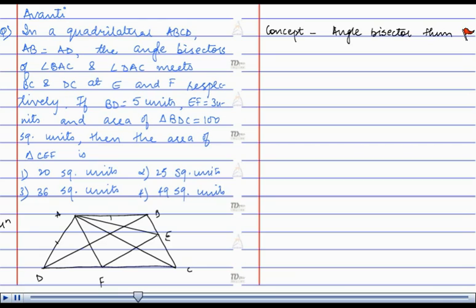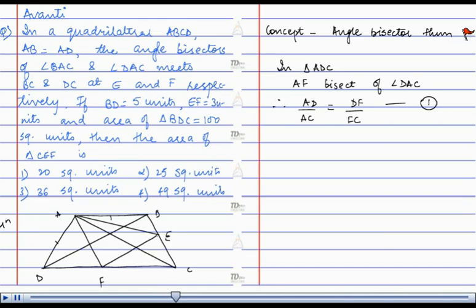Let us consider triangle ADC. Since AF is the bisector of angle DAC, therefore by using the angle bisector theorem, we get AD upon AC is equal to DF upon FC. Call it equation number 1.